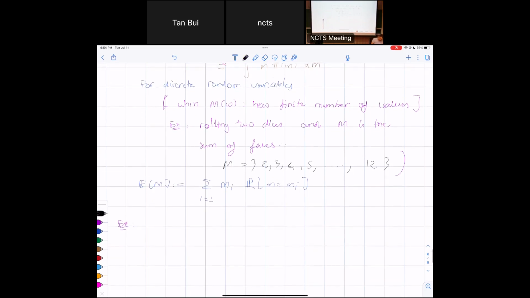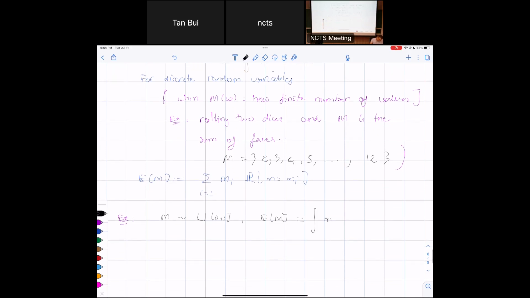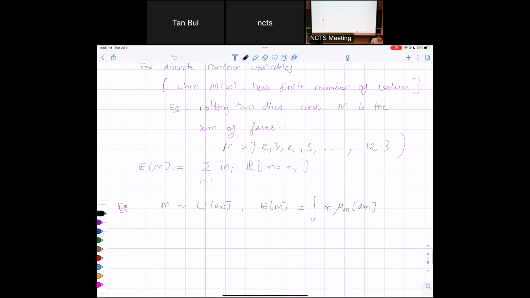A couple of examples, right? Let's take the uniform. M is a uniform random variable on [A, B], right? Then the expectation of M, by definition, is the integral of M times mu(M) dM. But we already know that this random variable has a density. The density is 1 over B minus A on [A, B].